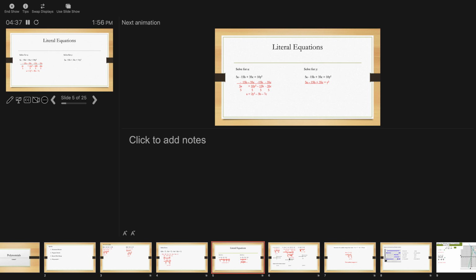Okay, so if you're solving for y, you need to divide everything by 10. Okay, so that's what y squared equals, but I want to know y. And the thing about it is, when you solve for y out of a y squared, you've got to square root both sides. So y will equal the square root of 5a minus 15b plus 35c all over 10.